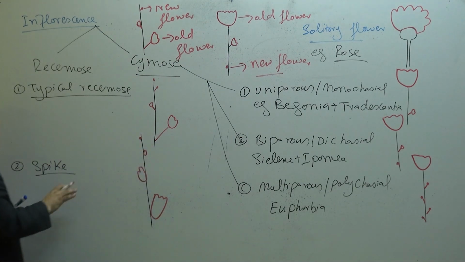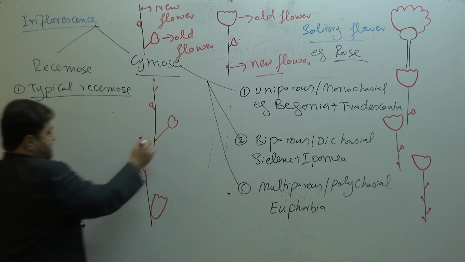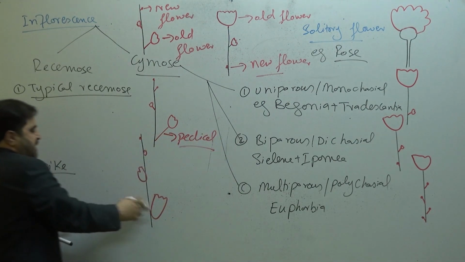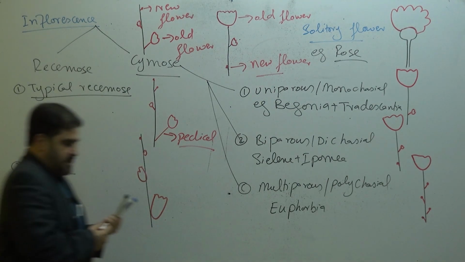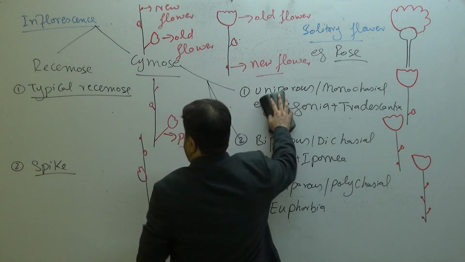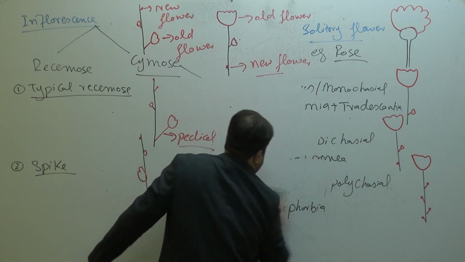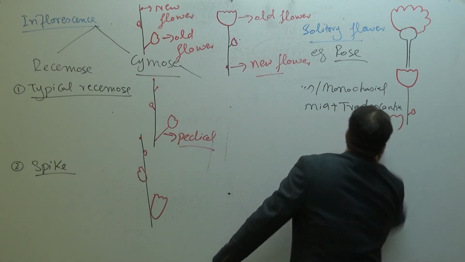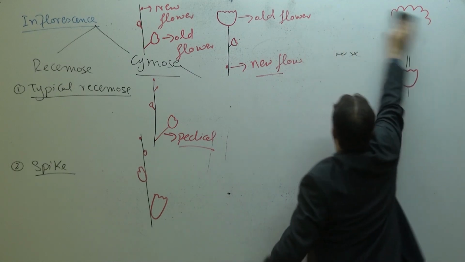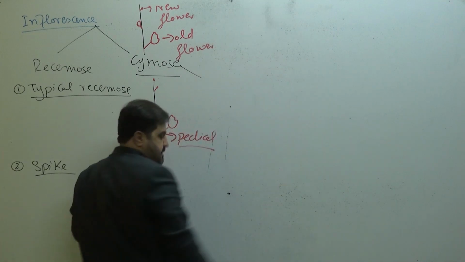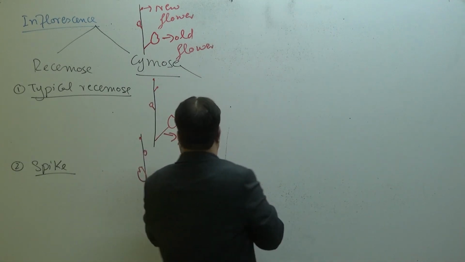The stalk of the flower is called the pedicel. So here the flowers are without pedicels. That is called a spike. Now coming to the next one, that's called catkin. Then the third one is called catkin.